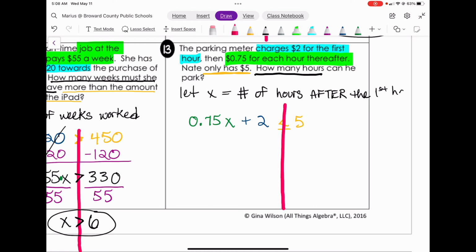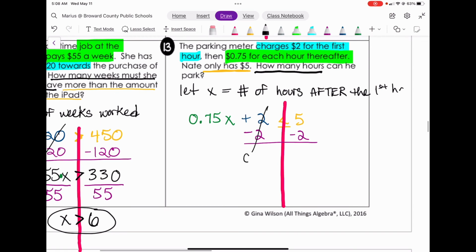Okay, first, once again, we start with the additive inverse. Since it says plus 2, we start off by subtracting 2, or adding negative 2, to both sides. Now, when we do that, the 2's cancel out, and then we have 0.75x is less than or equal to 3.